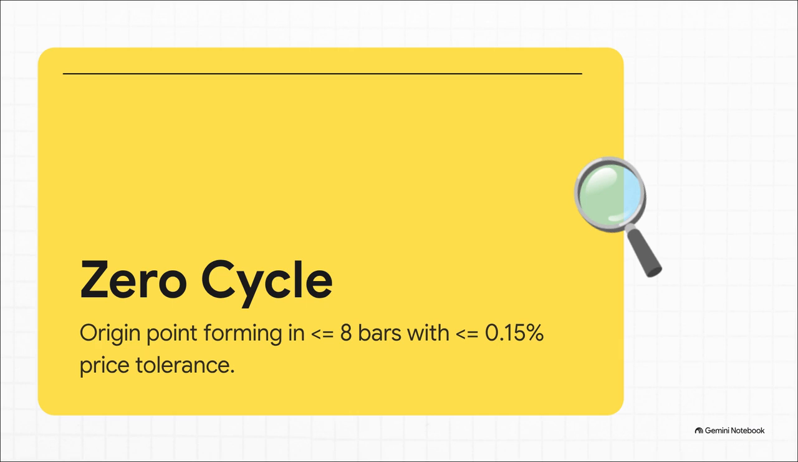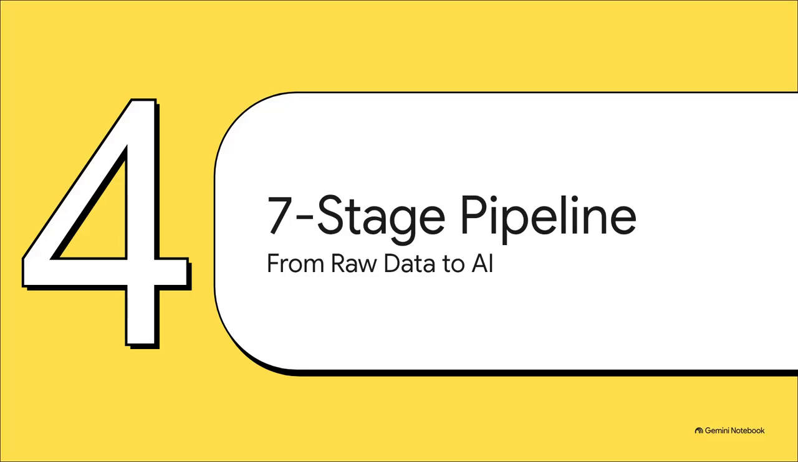But listen, the data generated here is only zero cycle, zero behavior data. It's just the first sample. There are actually 5 more behavior types left in the methodology. Let's look at part 4, the 7-stage analysis pipeline, from raw data to AI.